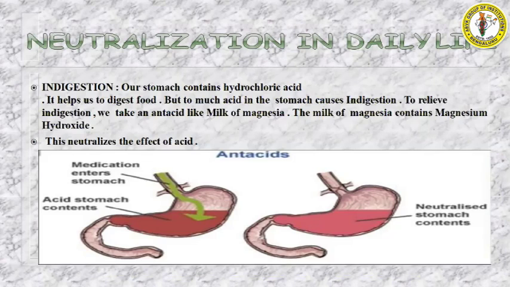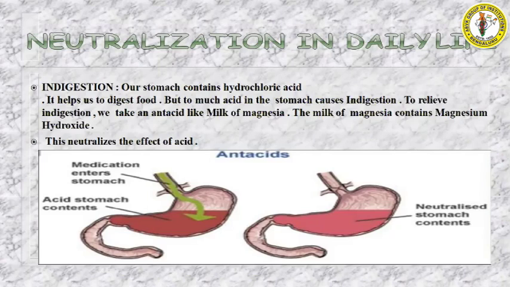When too much acid or excess acid is released in the stomach, it will cause us indigestion. To get rid of indigestion, we take an antacid. So what is an antacid? To kill the acid content, we are taking antacid, for example in the form of milk of magnesia.